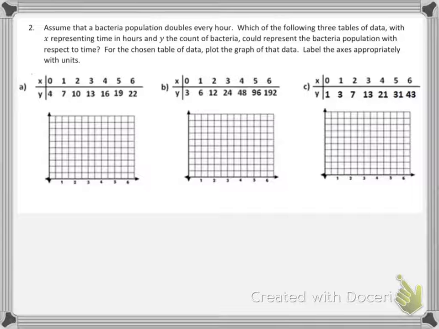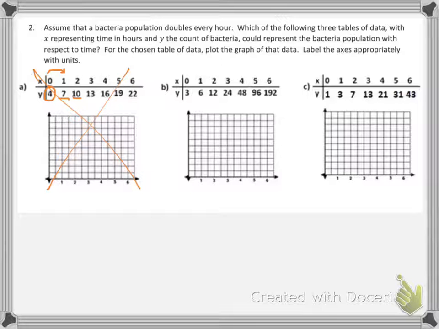So my Y value should double every hour. So at time 0 hours, I have 4 bacteria. My 1 hour goes by. This should be an 8, and that's not. And then this should be a 16, and it's not. So I can see right away that A is out. They're not doubling. Looks like we're adding 4 bacteria every hour, which is not what we're looking for.